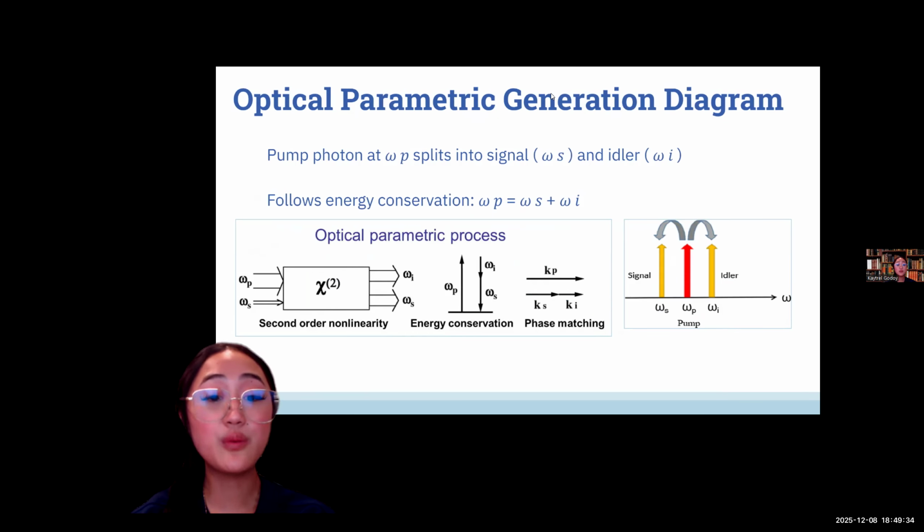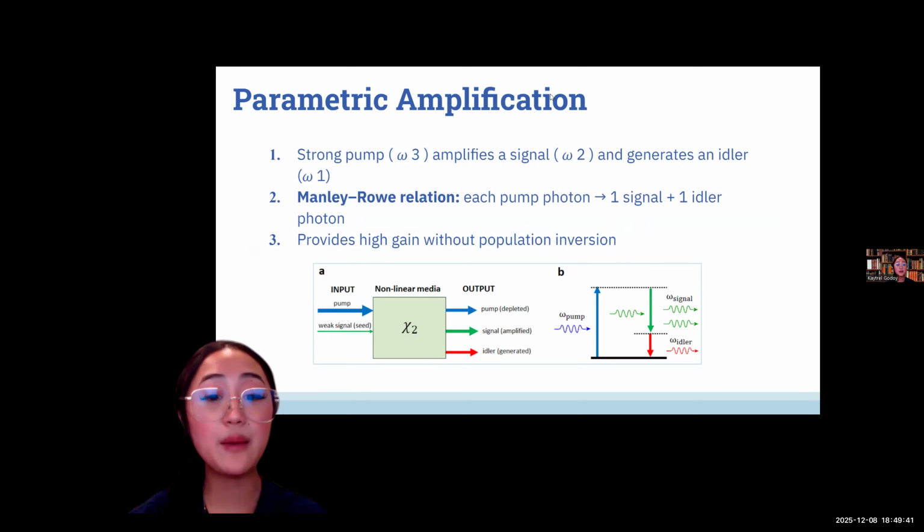Other important chi-2 processes are related to parametric amplification and oscillation. In parametric amplification, there's an intense high-frequency pump beam, omega 3, and that is used to amplify a lower frequency signal beam, omega 2. It simultaneously generates an idler field called omega 1. The Manley-Rowe relation governs this. For each pump photon subtracted, one signal photon and one idler photon are created.